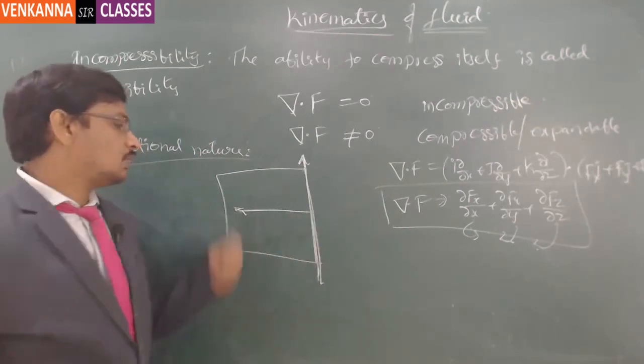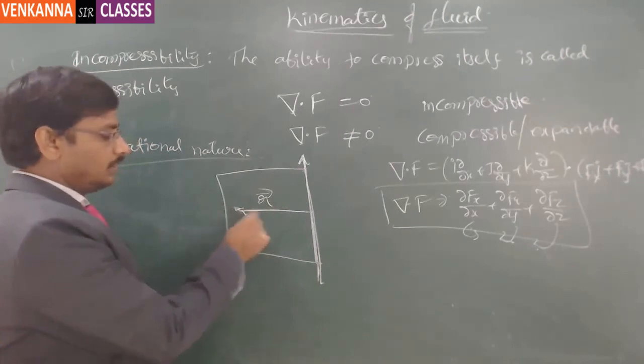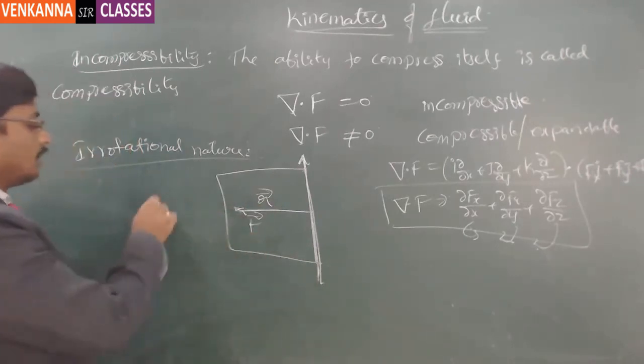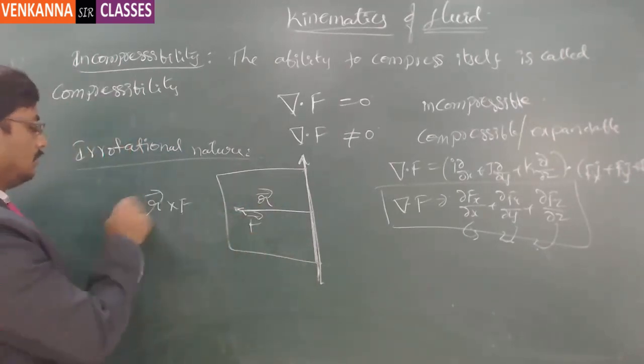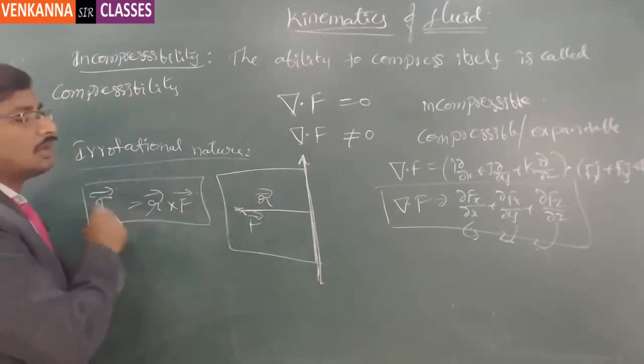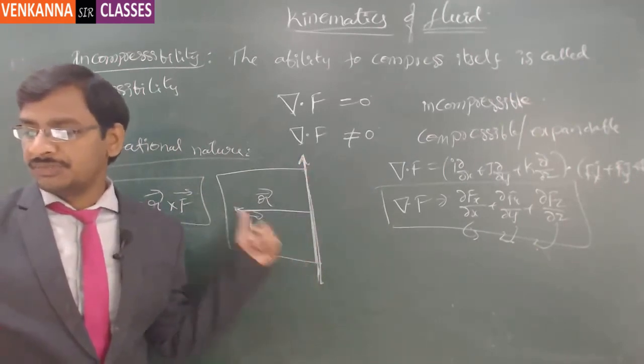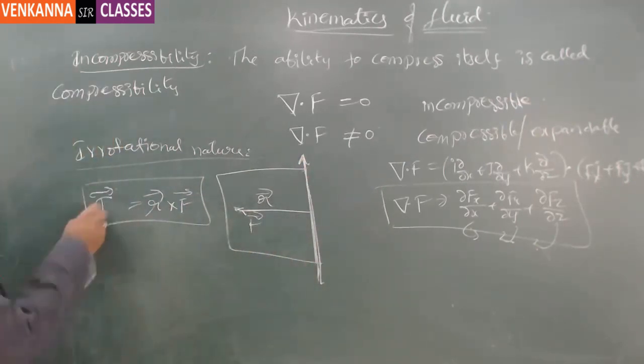Here this is one vector, the R vector, and this is the force vector, the F vector, and R cross F is nothing but the torque. So this is the torque vector. The torque vector has an axis of rotation. This is the axis of rotation. So this torque direction will be perpendicular to both.